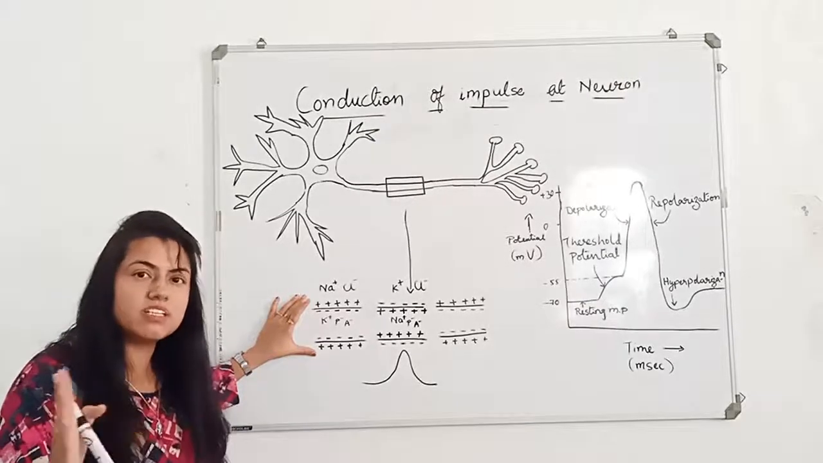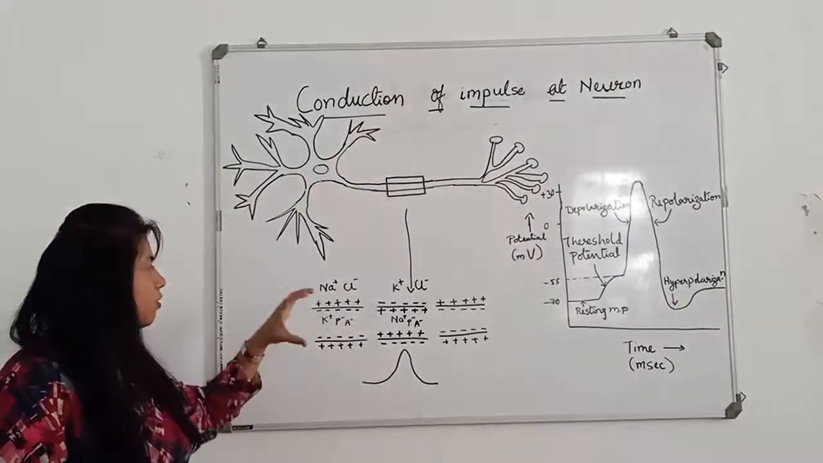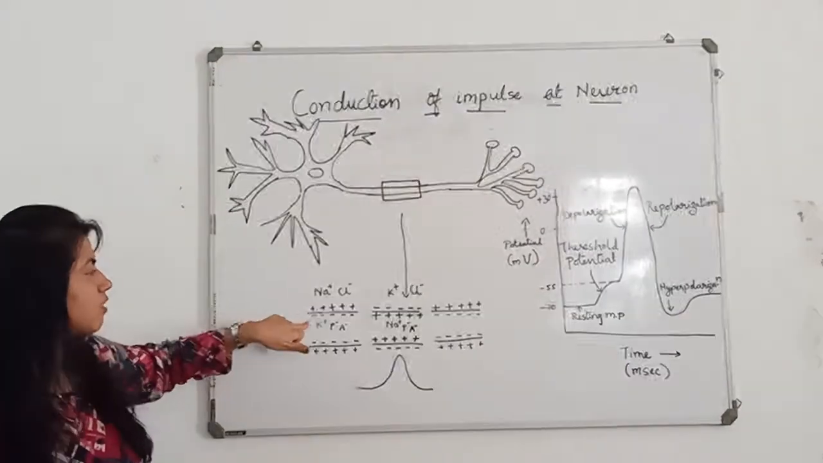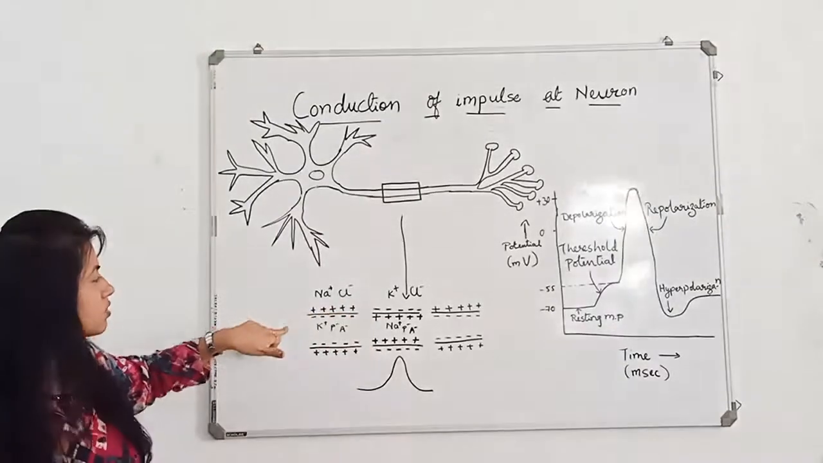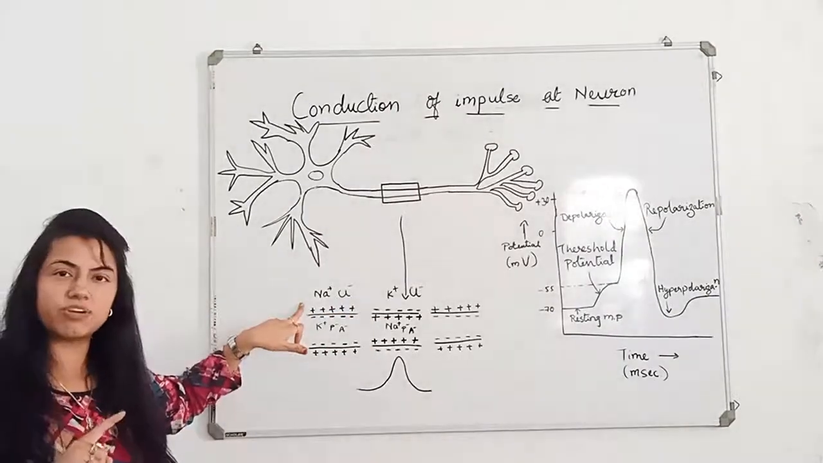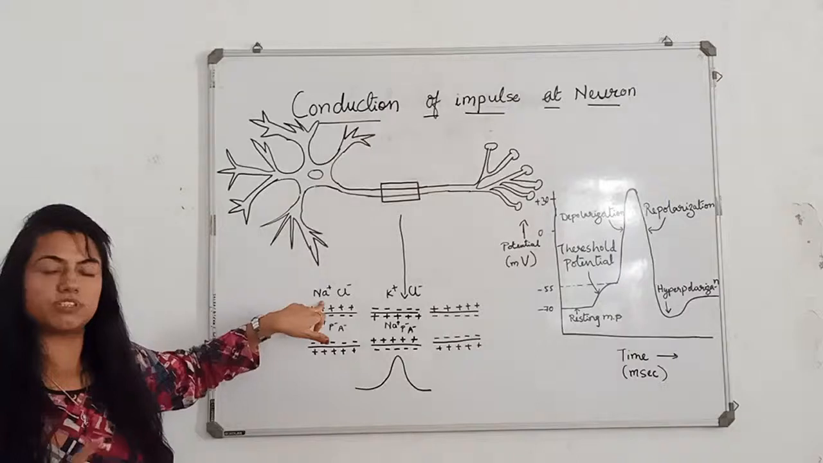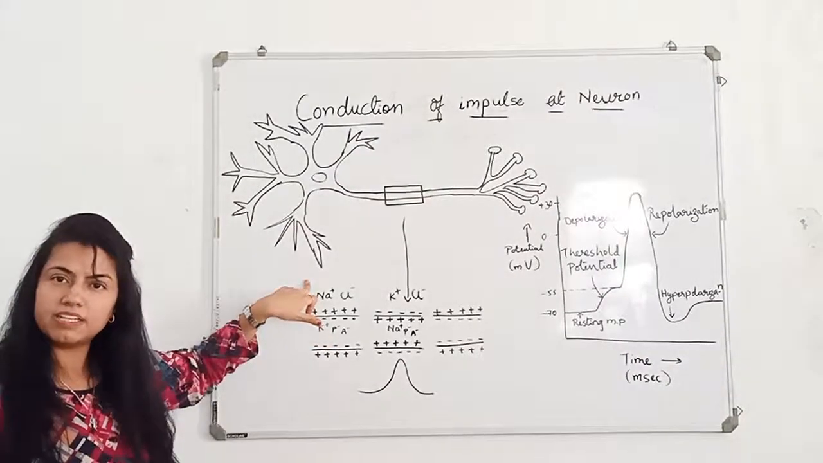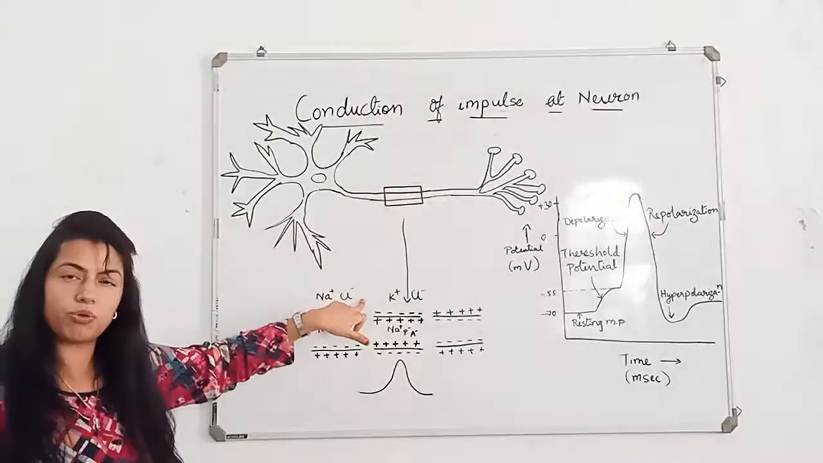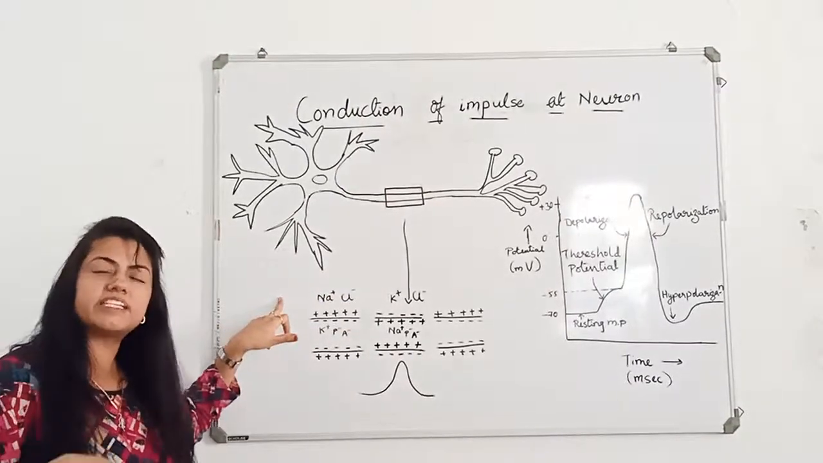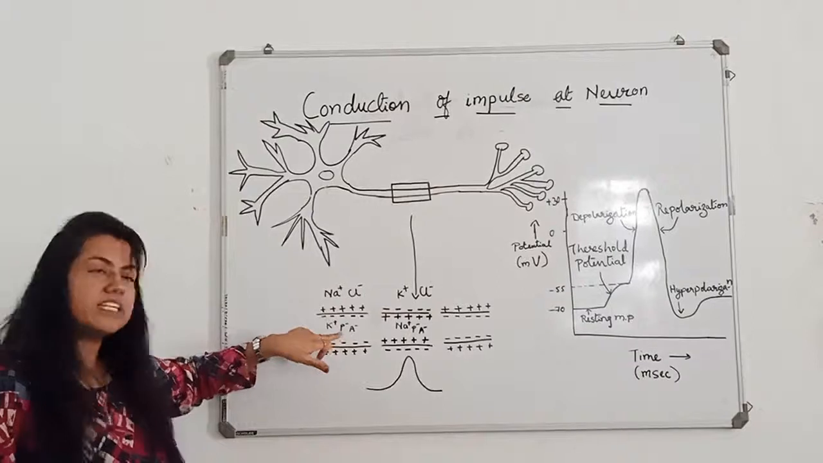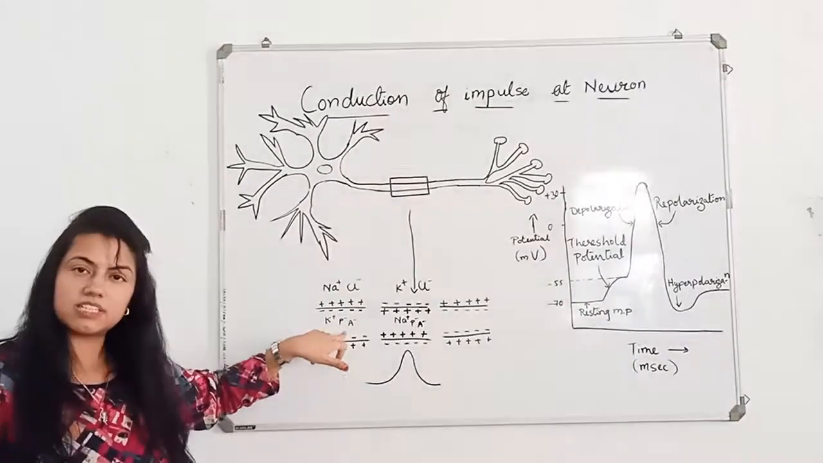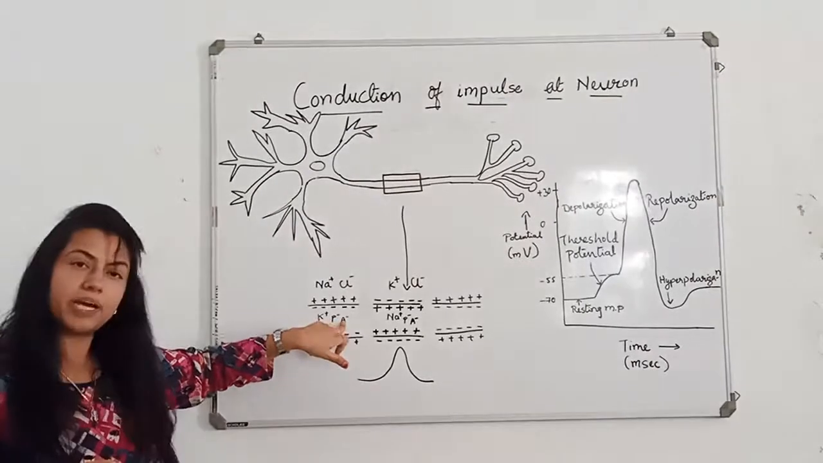So how are the signals taken? Now let me tell you that inside the neuron is always negative. Outside the neuron, that is the extracellular fluid, is always positive. Now why is it so? Because outside there is sodium ion, there is chloride ion. Sodium ion is in excessive level, while inside there is potassium ion, there is phosphate, there is a protein, or you can say amino acid.